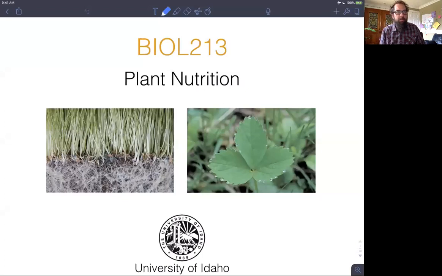What I want to do now is move into plant nutrition and specifically address the question of how plants acquire the mineral nutrients that they need to survive. And so we'll talk about how this is done, where these nutrients come from, how that nutrient uptake occurs, and then we'll talk about some nutritional adaptations that we see in different plant groups.